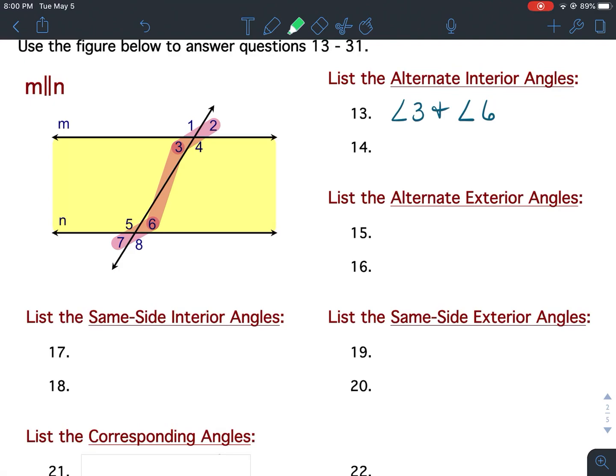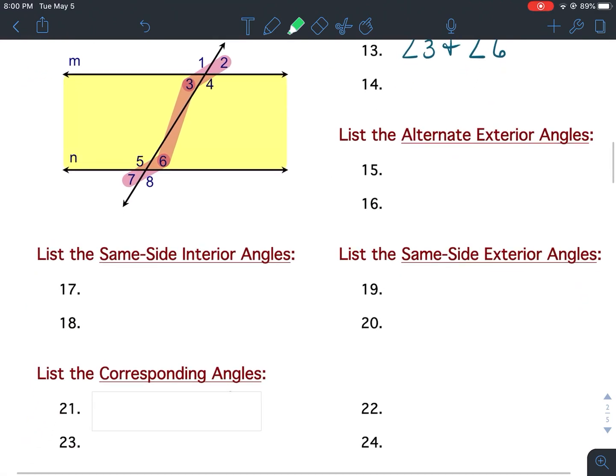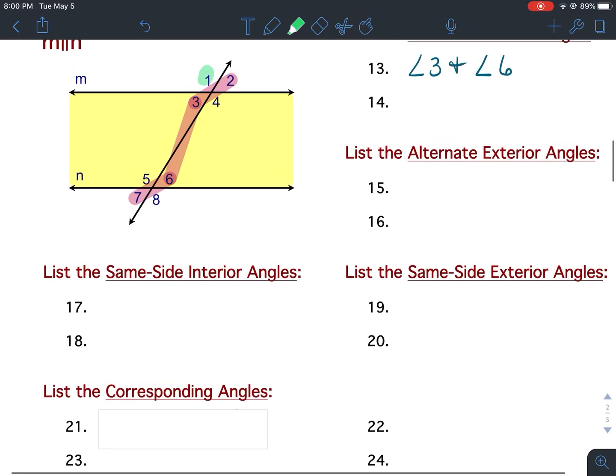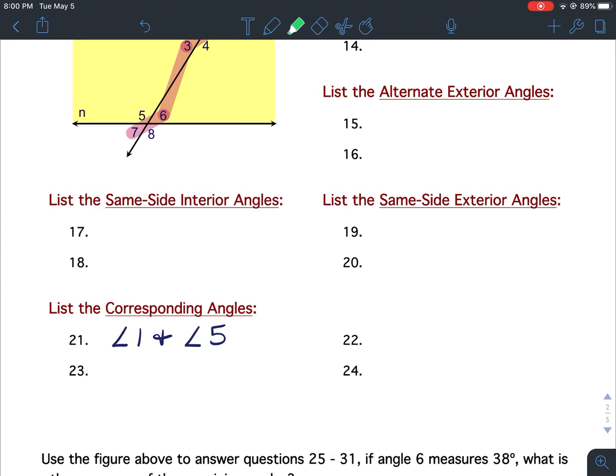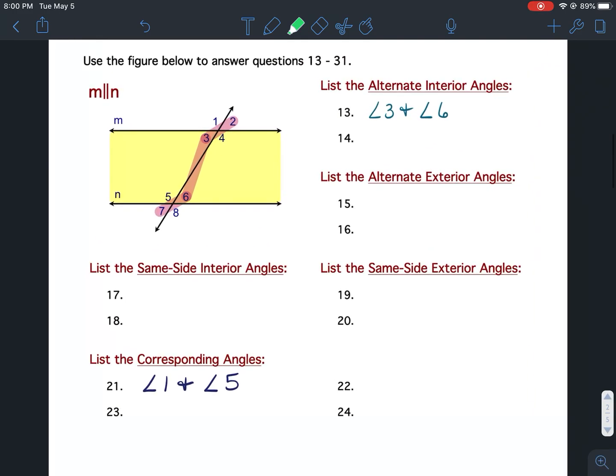Okay, corresponding angles. Remember, corresponding angles are in the same position. So I'm going to start with angle 1. Angle 1 is the top left angle of this group of angles up here. So down here, what is the top left angle? The top left angle would be angle 5. They are corresponding angles. Therefore, angle 1 and angle 5 are corresponding angles. For corresponding angles, there are 4 pairs. Make sure you list all 4 pairs. Okay, so right now, pause your video and finish questions 13 through 24.